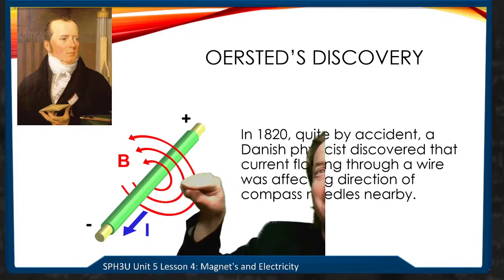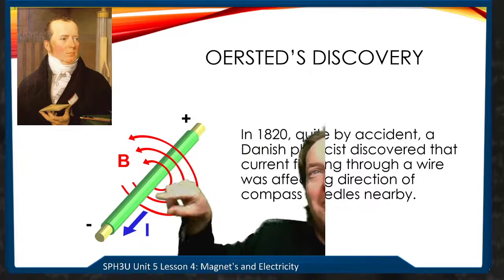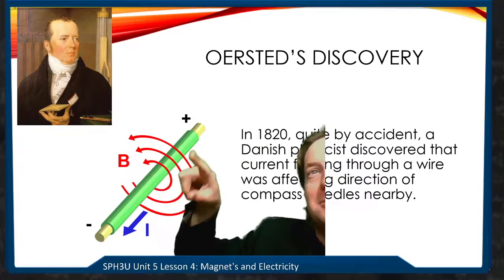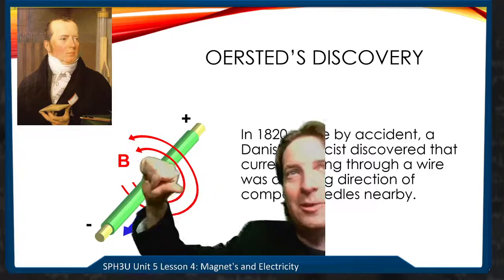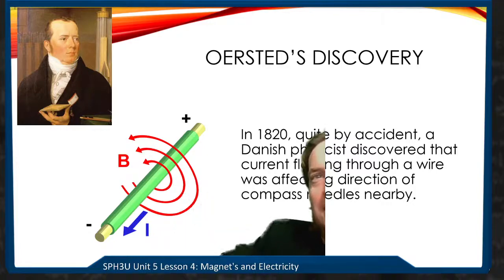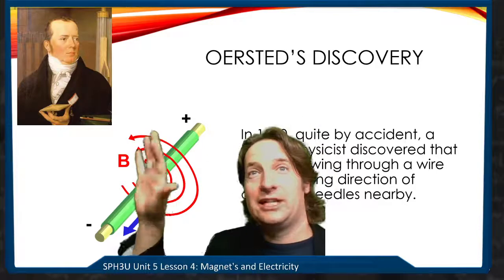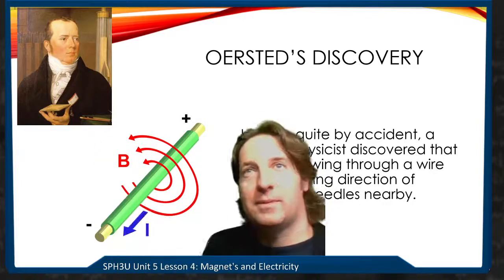This is too much fun. I can't. It's backwards. So it's going around the wire this way. There we go. Around the wire, according to what we call the right hand rule. So when any of these questions ask you which way the magnetic field is going, get your right hand out, stick your thumb in the direction of the current, and your fingers go in the direction of the magnetic field.